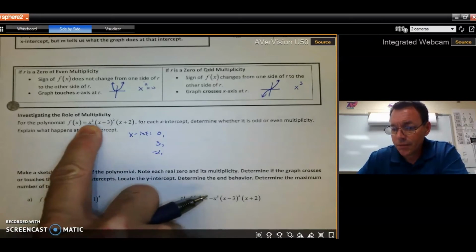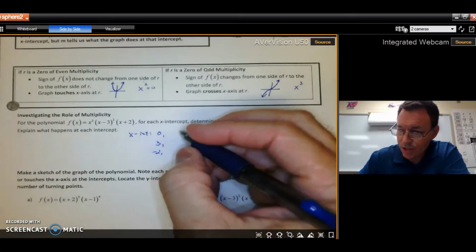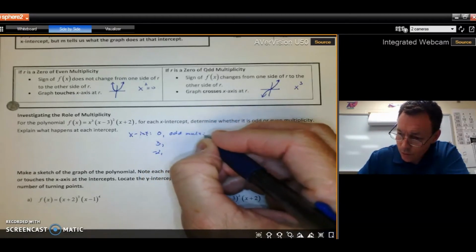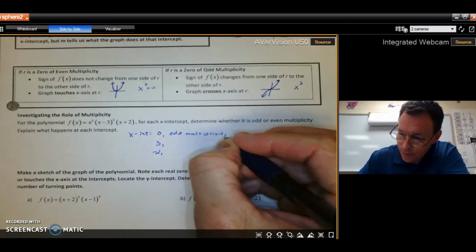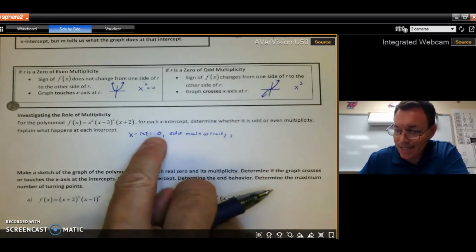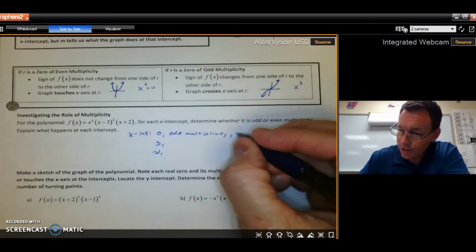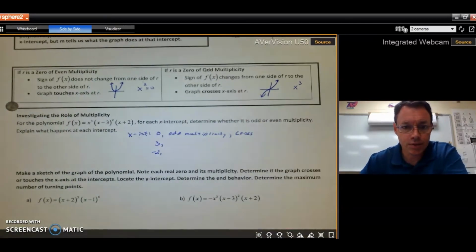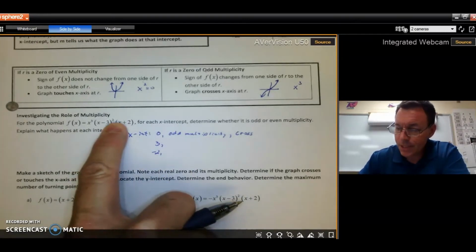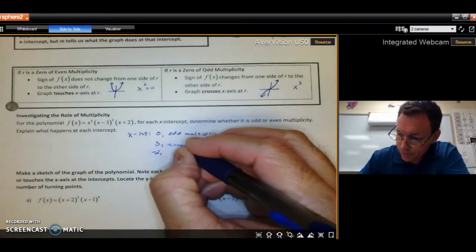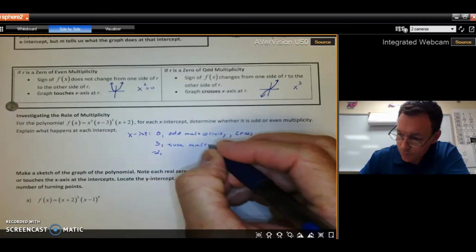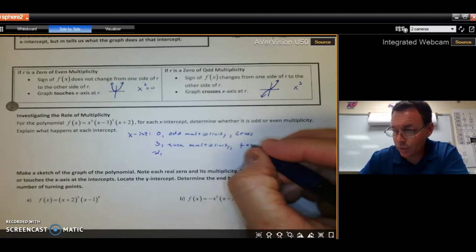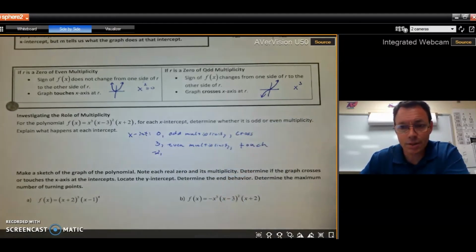So 0, that is an odd multiplicity. It's x cubed. So that is odd multiplicity. And that means that at 0, which in this case would be the origin, the graph is going to cross. Okay, so it'll cross and go through to the other side. 3, that's an even multiplicity. And an even multiplicity means my graph will touch at that x-intercept.